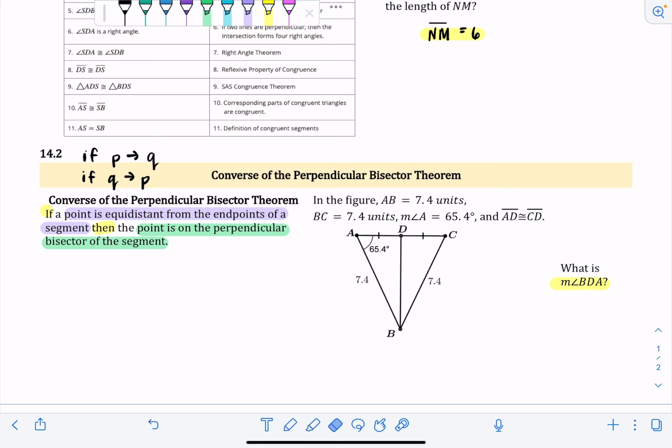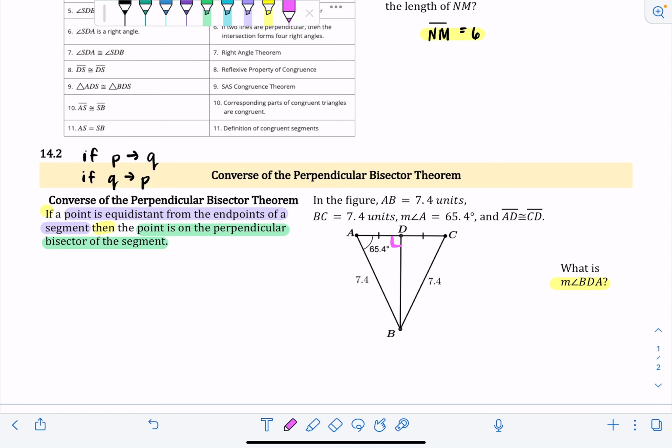So BDA is right here, B, and then D in the middle, and then A. So we're looking for this angle right here. And I know it looks like a right angle, but we can't just say it looks like a right angle, so it is a right angle. We have to be able to prove it because it's geometry. We got to prove things.